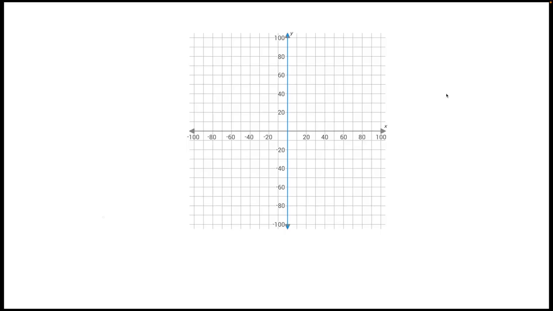Okay, now that you've had time to work this problem, let's check your answer. For this problem, it crosses the x-axis at 0.